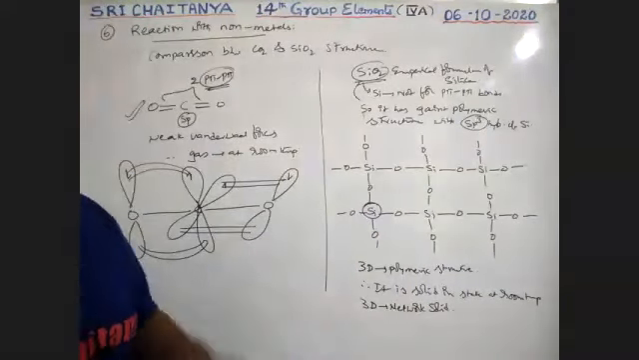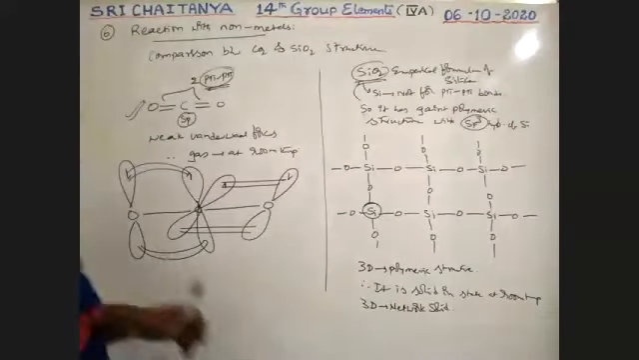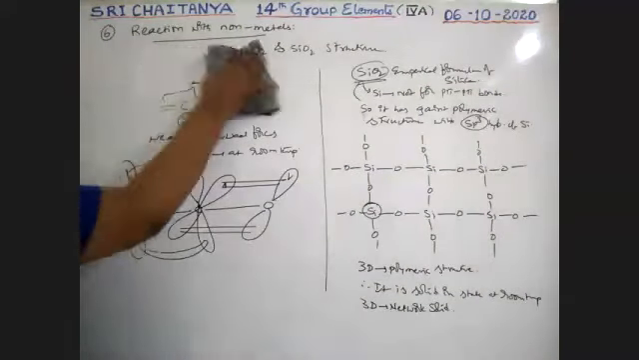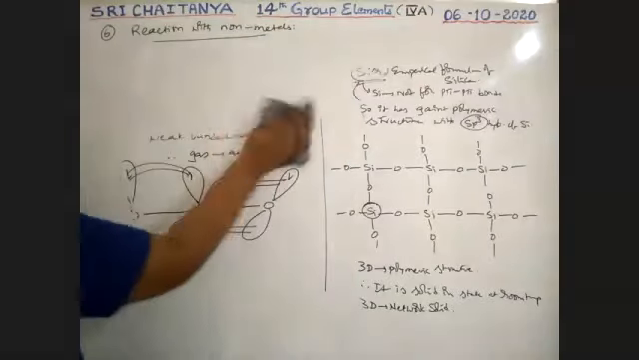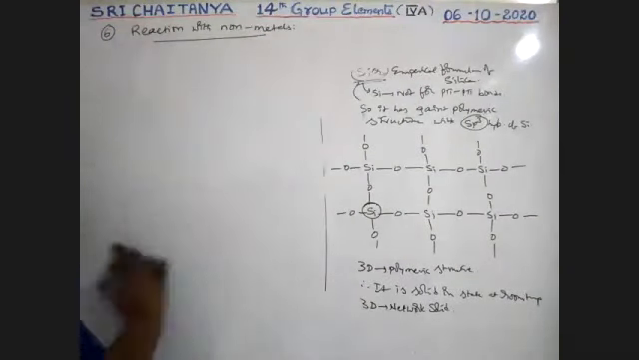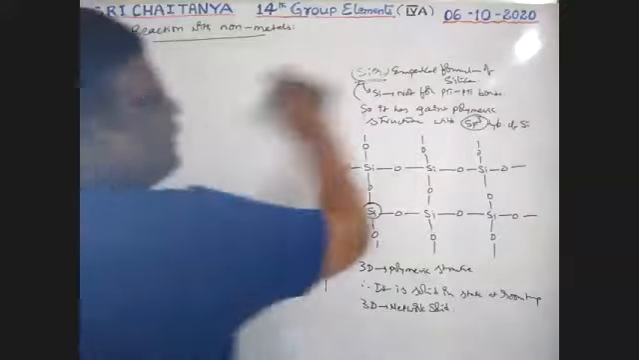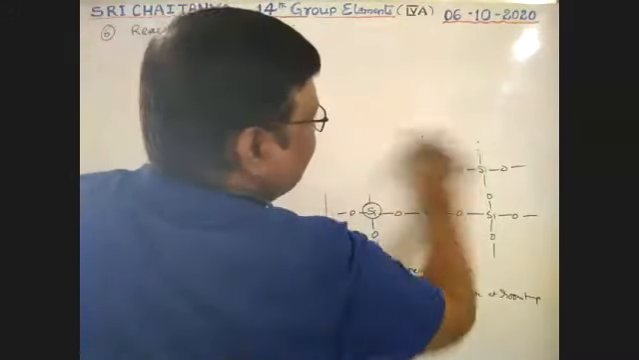Okay, so next, reactions with halogens. So this is with oxidants. Next, with halogens. Carbon only reacts with fluorine directly.